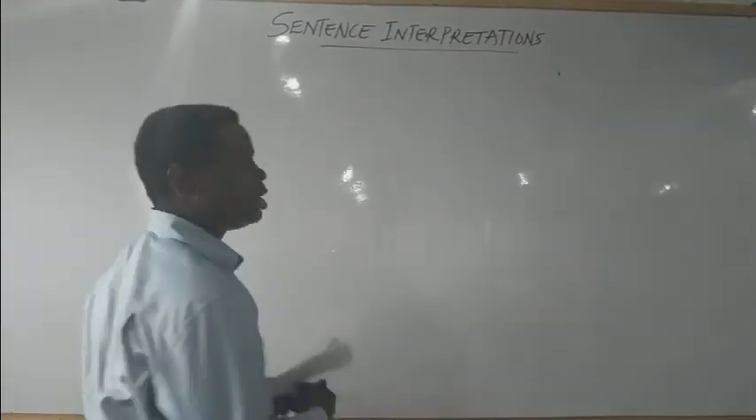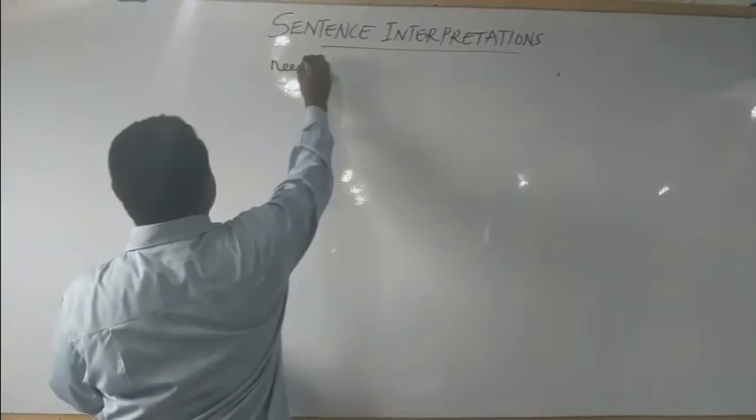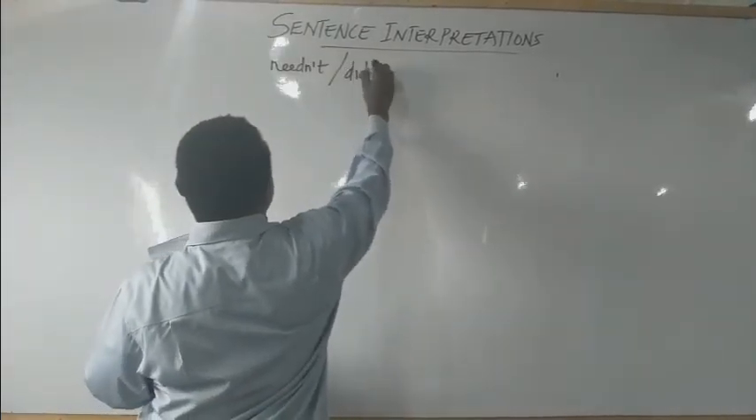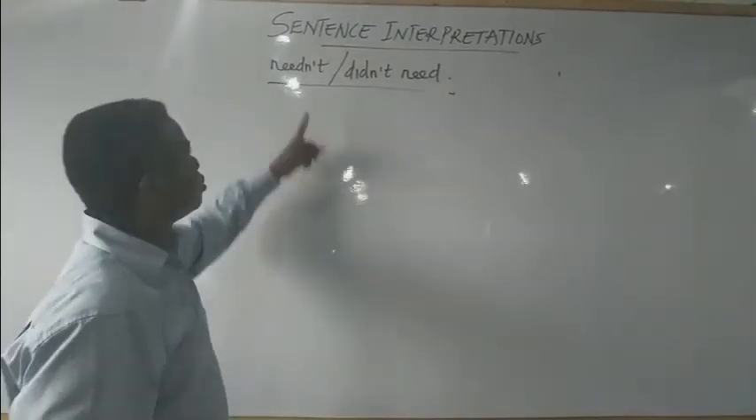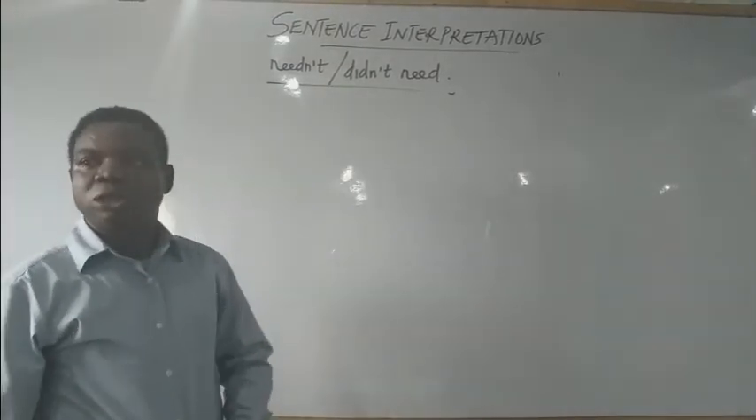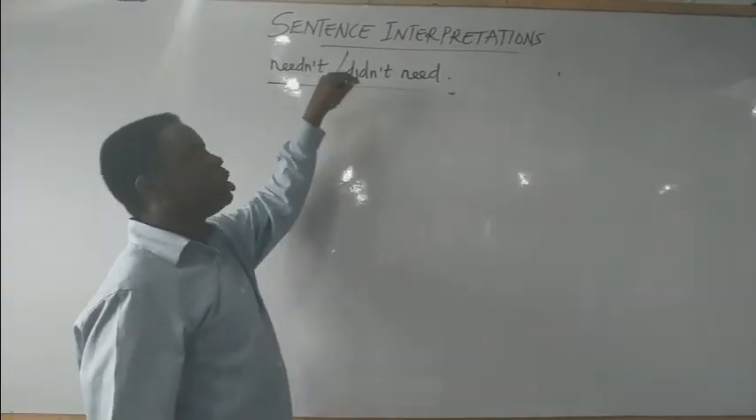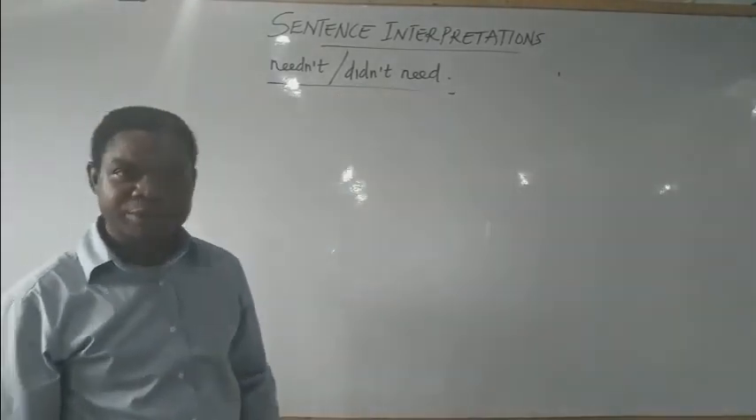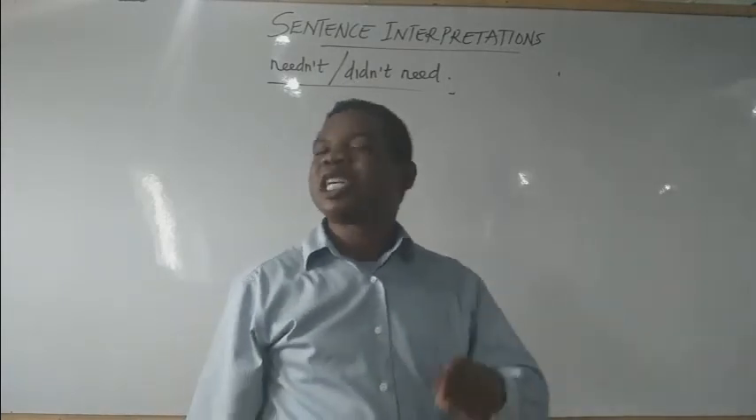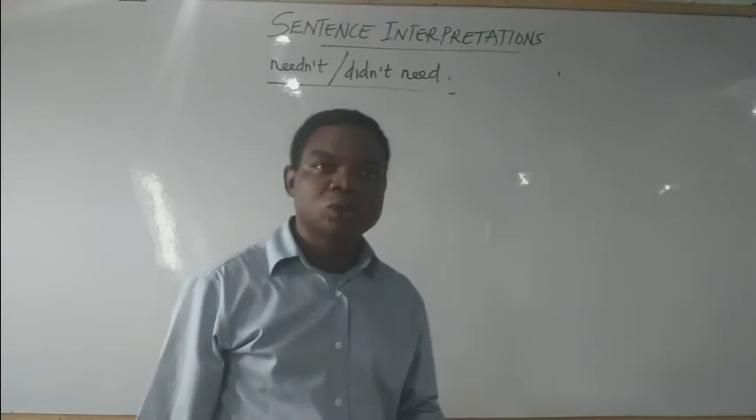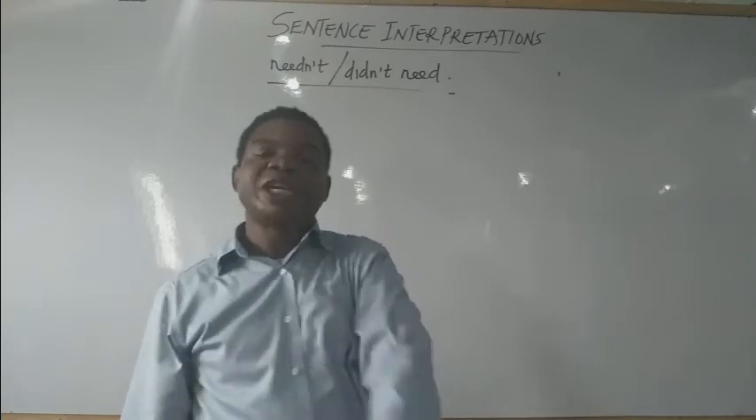Alright, another instance of sentence interpretation is when you have this word, needn't or didn't need. Yes, very complex expression. When you use needn't or didn't need in a sentence, the meaning is that the action is not necessary, but you perform it. Therefore, you regret its performance.